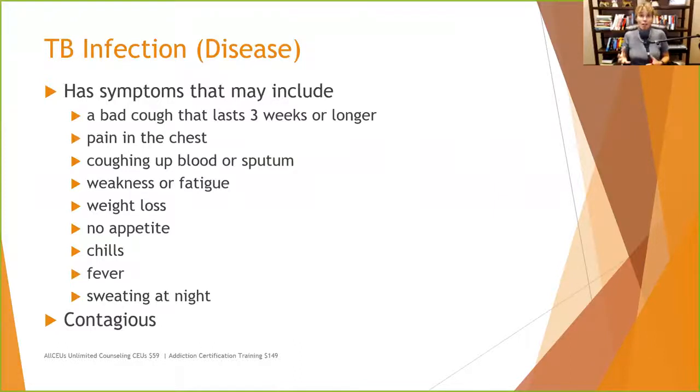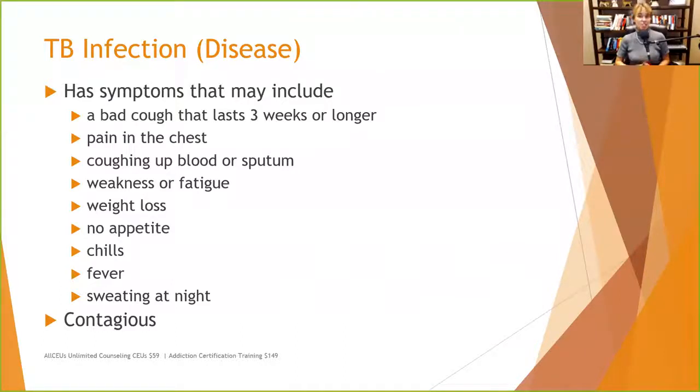In people who are chronic smokers, if they've got emphysema or other stuff going on, they may also have a bad cough, pain in the chest, and coughing up sputum. So it's not necessarily meaning they've got TB, but if they have these symptoms, it is really important that they get tested. Weakness or fatigue, weight loss, no appetite, chills, fever, and sweating at night. So those are all your kind of warning signs. And when people come into a mental health clinic, these are the questions we ask them to screen to see if they need to be tested for TB.